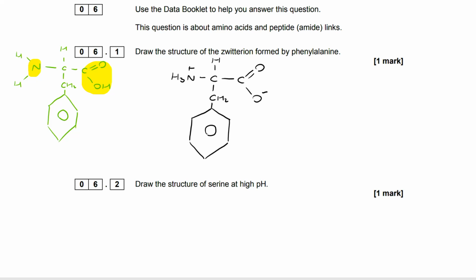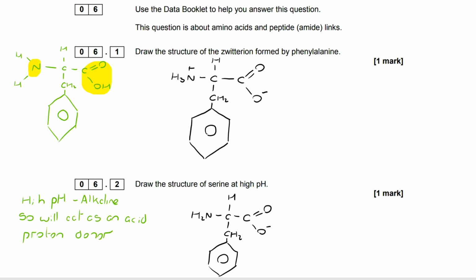Now we then have to consider the structure of serine at a high pH. So again, we go to the data booklet, we find serine within that data booklet, so we know what it looks like. What we've then got to consider is that serine is at a high pH. If it's a high pH, that means that it's alkaline.